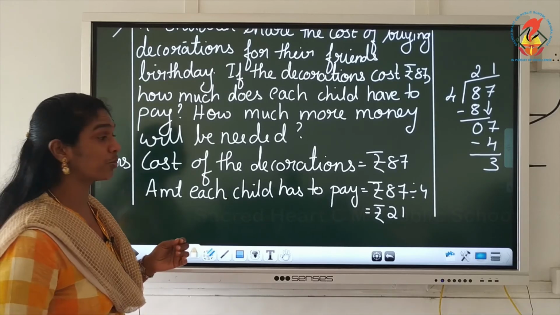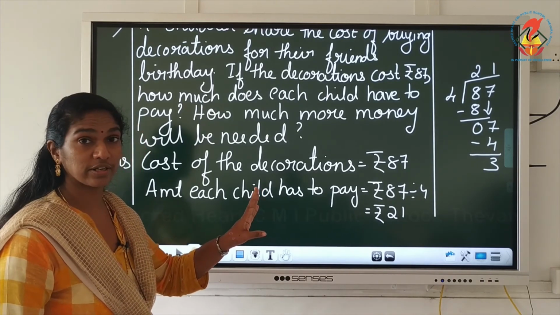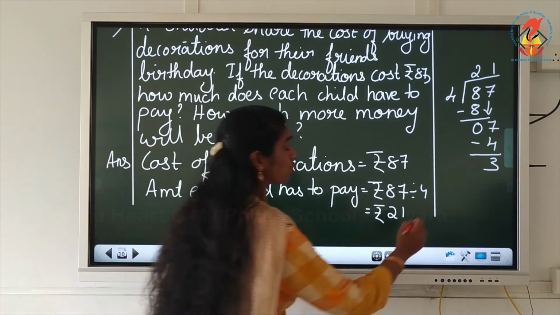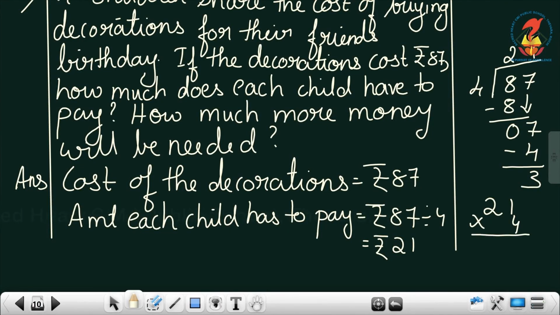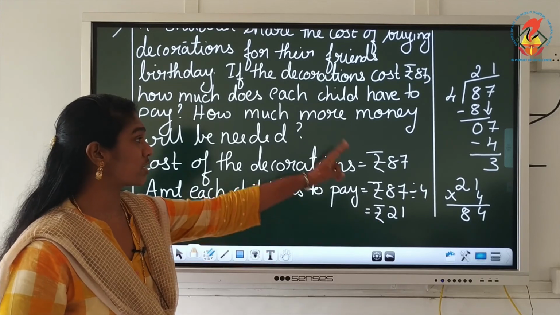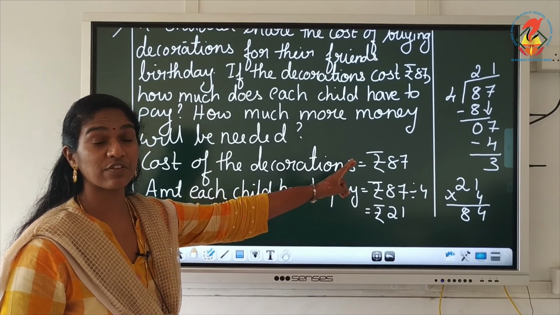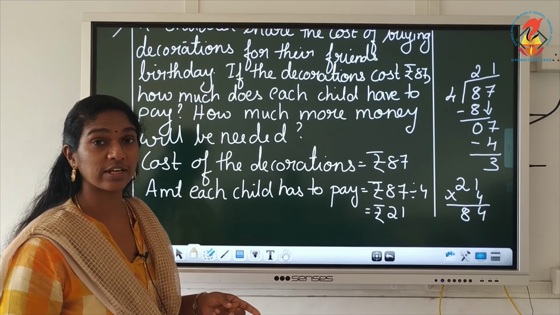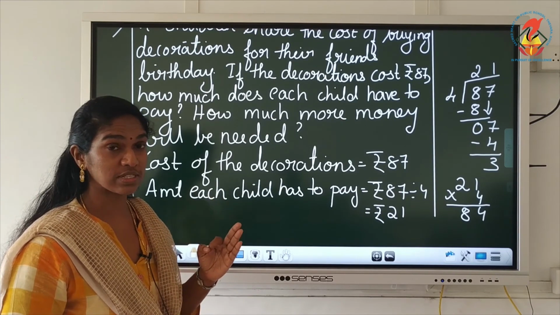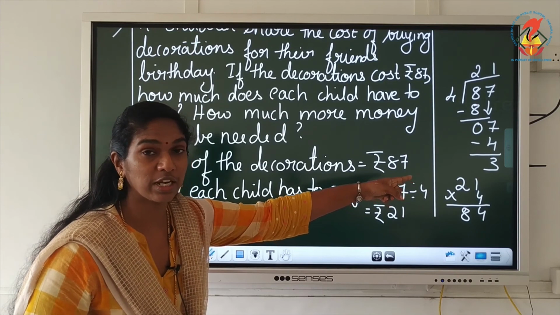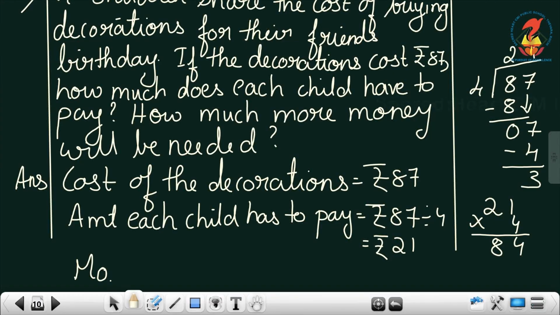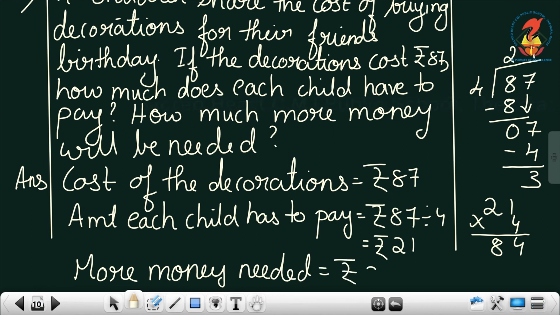When each child is paying rupees 21, there are 4 children. So see what will be the total amount. 21 into 4. 4 children are paying 21 each. So what is the total amount that they will be getting? They will be getting only 84 rupees. But what is the cost of the decoration? It is 87 rupees. So how much more money will be needed? They will need 3 more rupees, isn't it? That you are getting in the remainder. See, the remainder you are getting is in rupees. So you will write more money needed, that is equal to rupees 3.